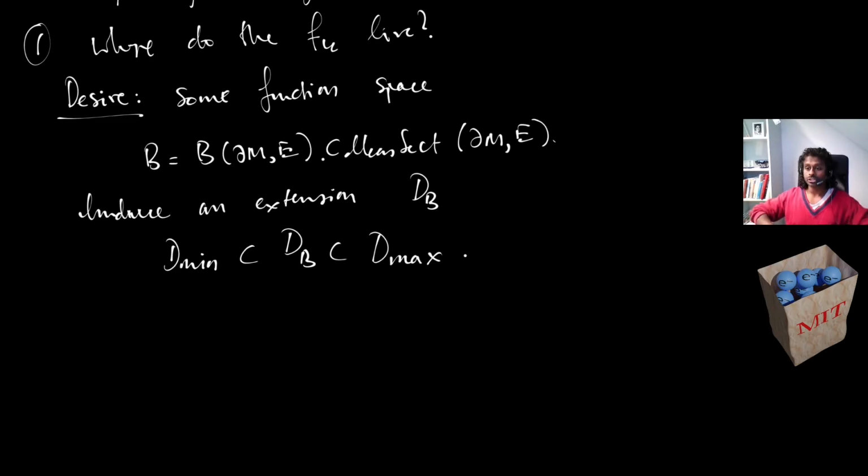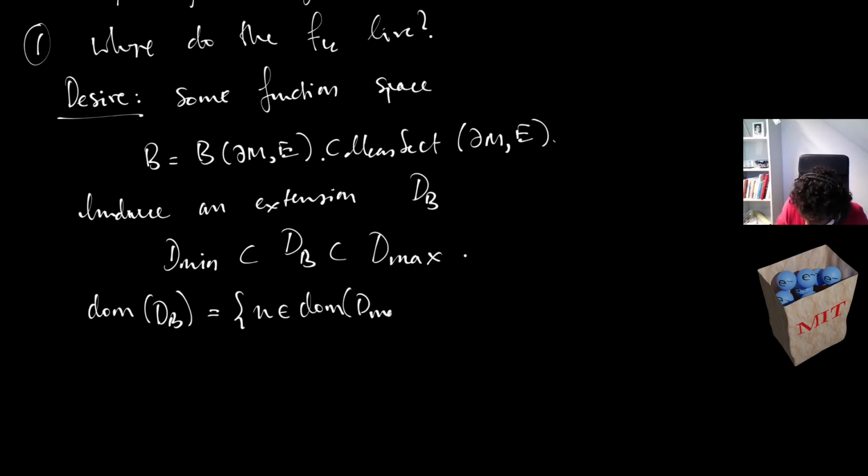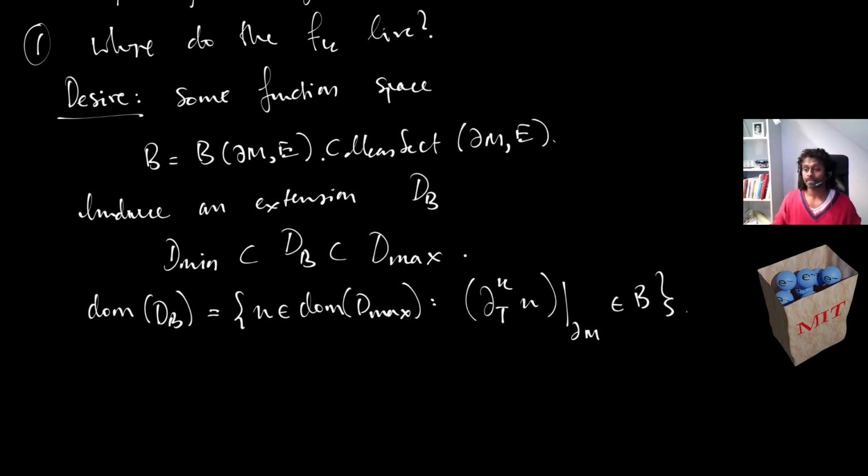what we wanted to do is to give us an operator. Okay, when I say give us an operator, I want a domain, right? So what do I mean by this exactly? So this is to say that the domain of the dB are exactly the u in the domain of dmax, such that tk of u restricted to the boundary is exactly landing us in B. Okay, this is what I mean when I say that it's sitting between dmin and dmax.